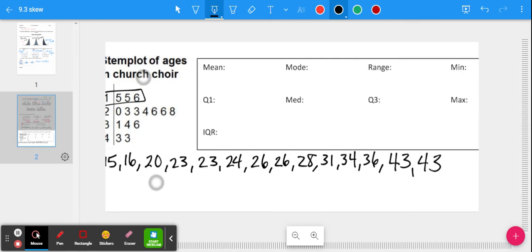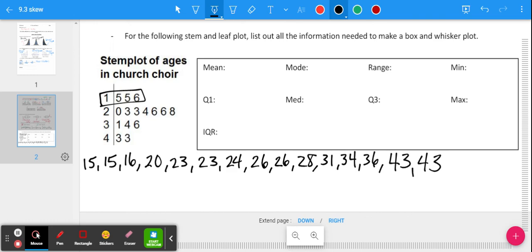All right, so once you guys have found the mean, mode, range, minimum, Q1, median, Q3, maximum, and IQR, you are finished with 9.3. Make sure to check your answers.